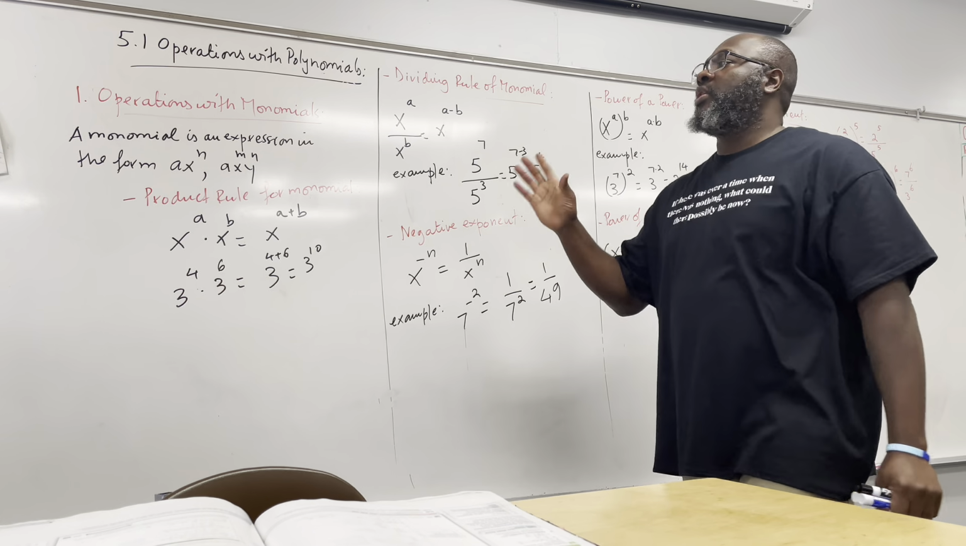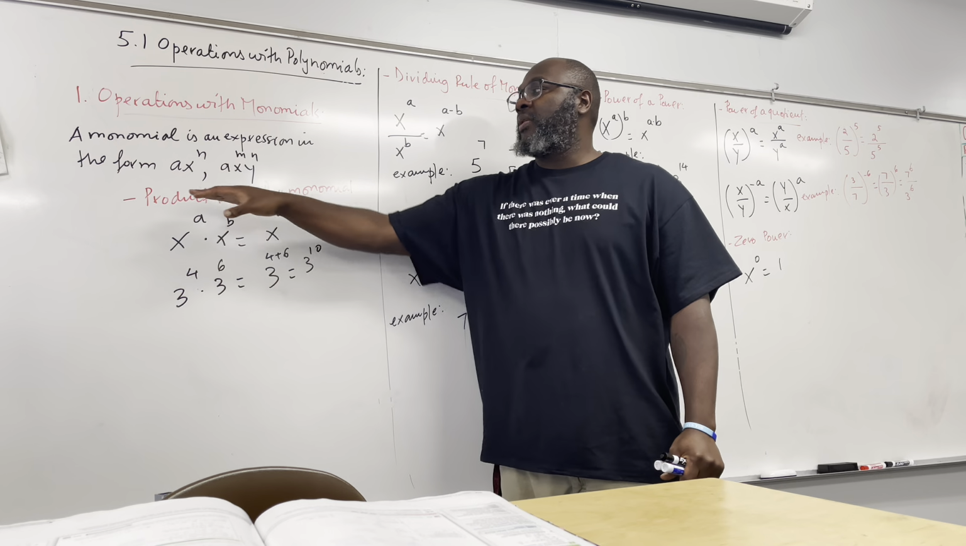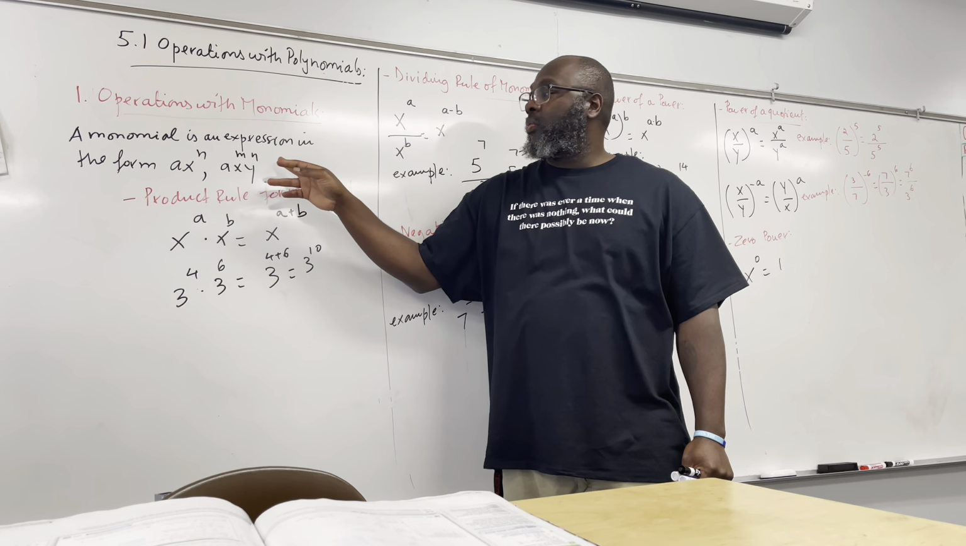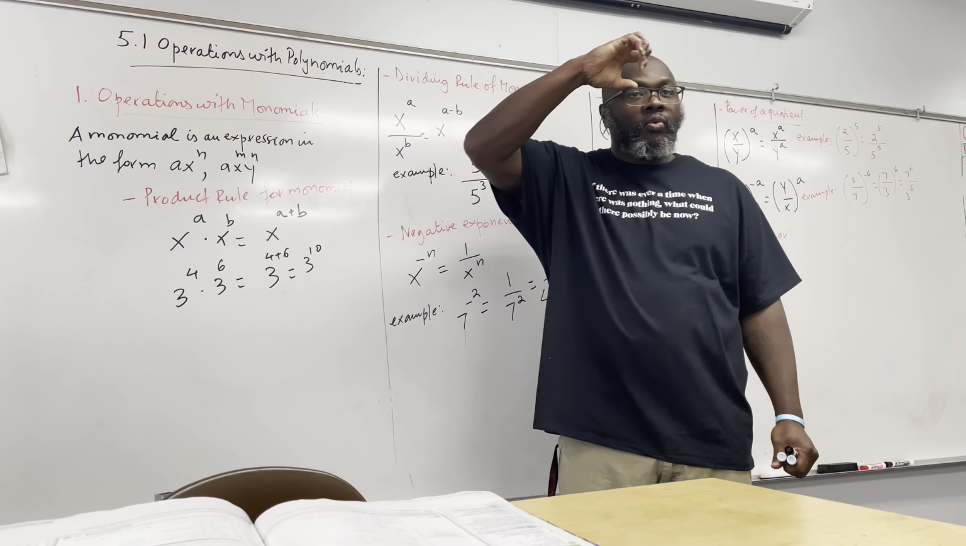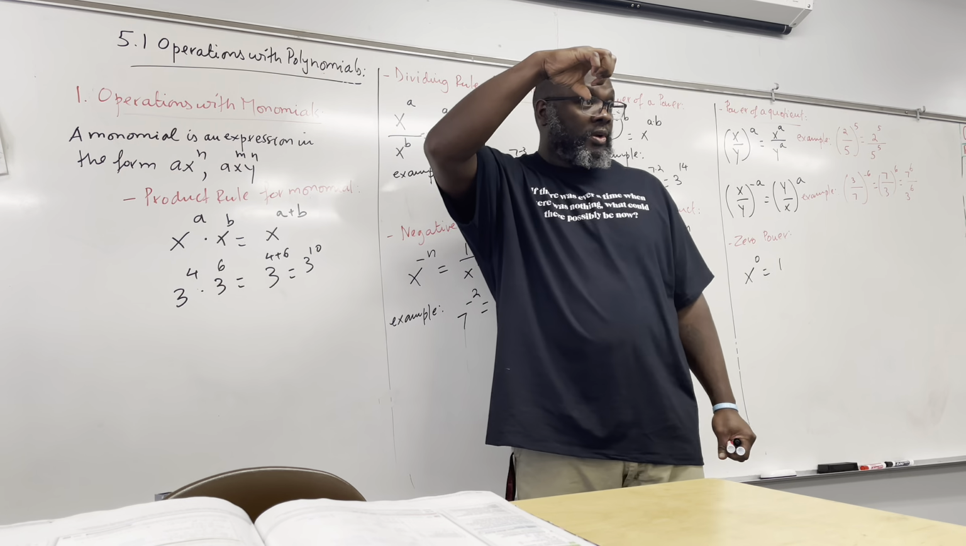But first we need to learn how to do operations with monomials. A monomial is an expression that looks like this: a x to the n, or a x to the m, y to the n. It's just one term, right? One term. So that's called a monomial.